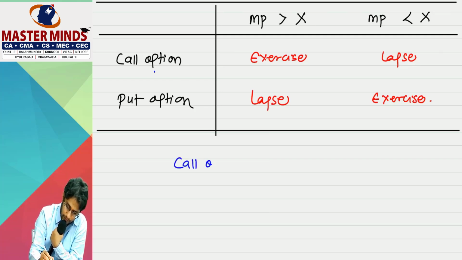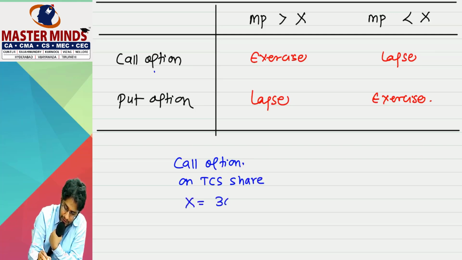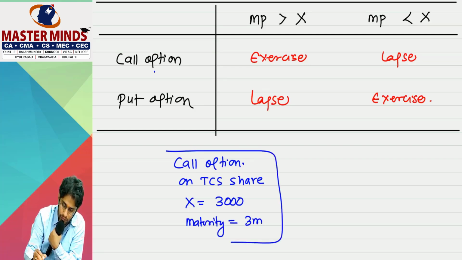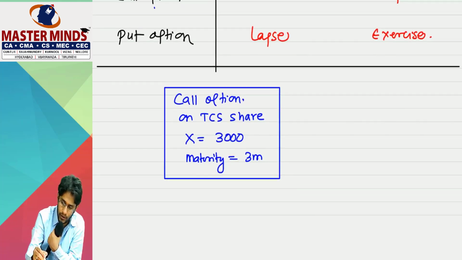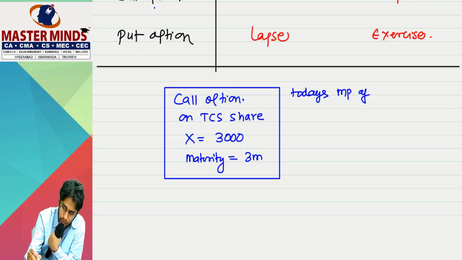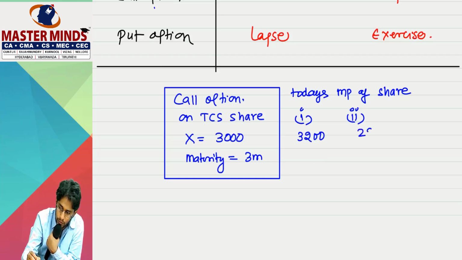Suppose, sir, there is a call option on a TCS share. The exercise price is 3000. Maturity is 3 months from now. This is today's data, sir. I am telling you today's market price only. Case 1, 3200. Case 2, 2800.